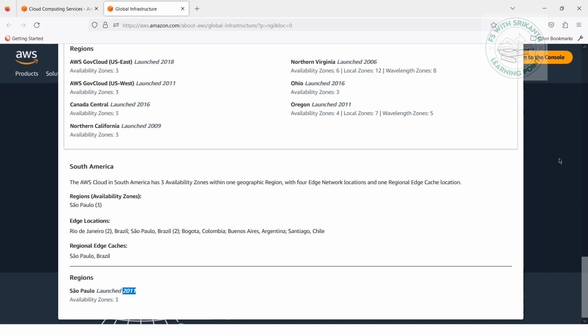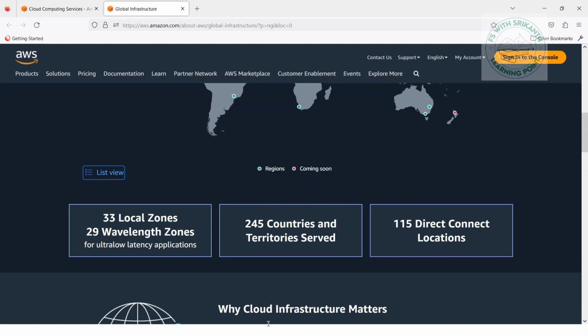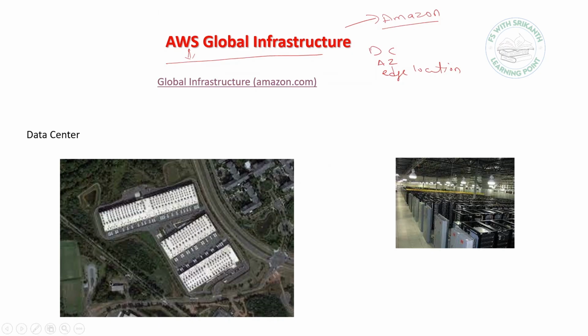These regions are nothing but data center regions. AWS operates multiple data centers located in different geographical regions globally. These data centers house physical infrastructure including servers, storage, network equipment and other resources required to run AWS services. This is one entire region, and within that there are availability zones.